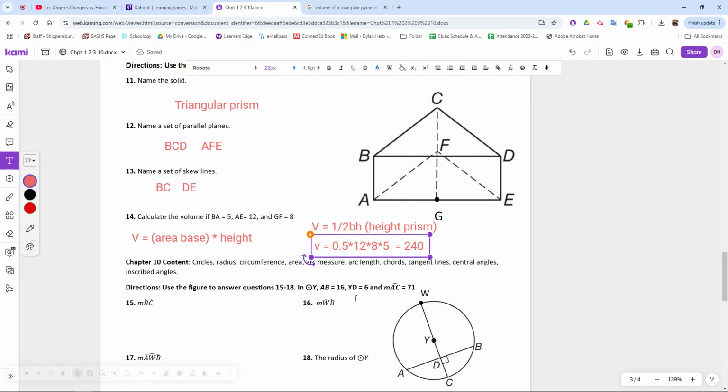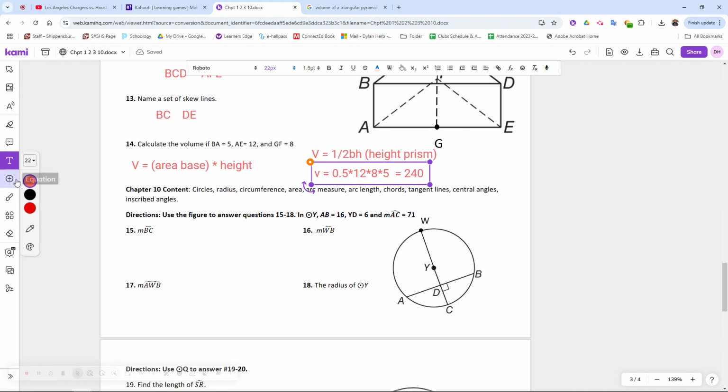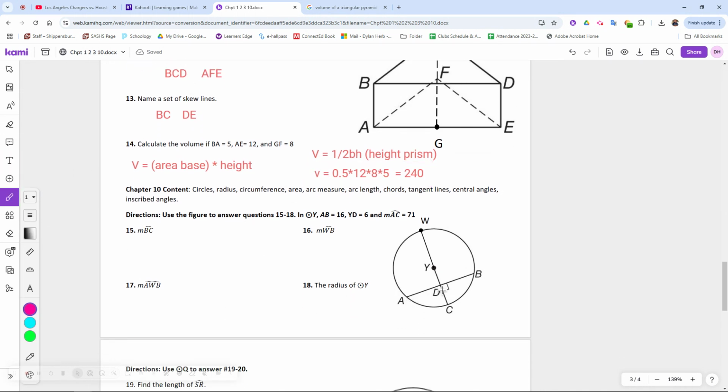It says use this figure. AB is 16. So a couple things here. Since YC is a radius and it's perpendicular to the chord AB, it bisects. So this and this are equal. And in return, these arcs are also equal. So AC and CB would be equal to each other. So we're trying to find arc BC. What do we know? We know arc AC is 71. So we also know that this one is 71. So the answer there for BC is 71.